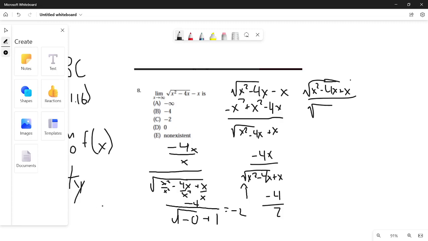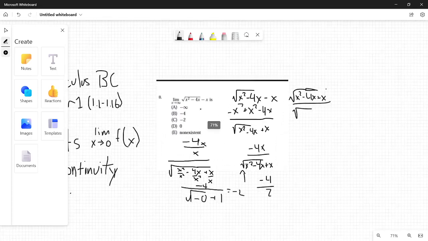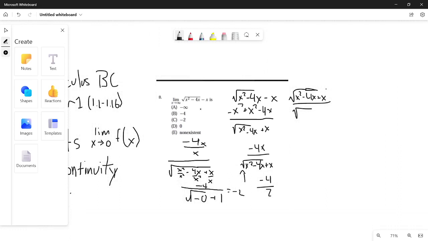I do think some of them are considerably harder than many of the other questions that we just did. Plug the answer into a limit calculator, and it says it gets -2. Yeah, it's -2.